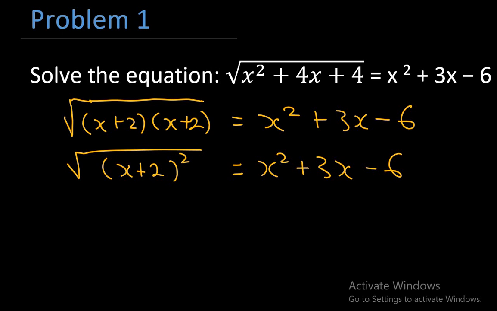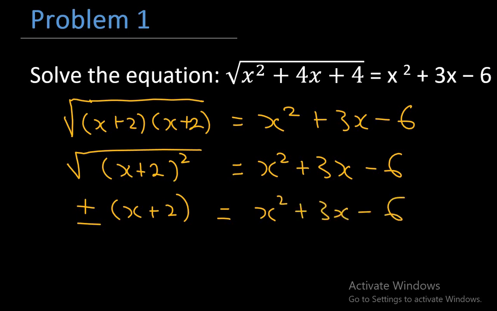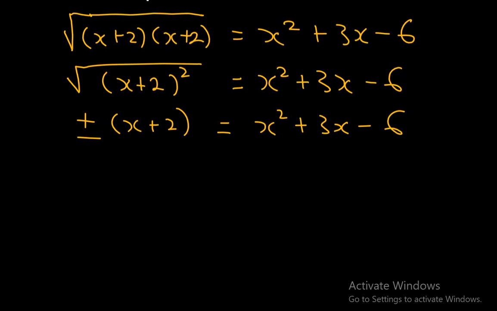And therefore, when you take the square root of a number, you have the understanding that it will lead you to plus or minus. That is plus or minus x plus 2 equal to x squared plus 3x minus 6. Then we're going to break this equation into two parts. The first part is working with the positive side, which will lead us to a positive answer.